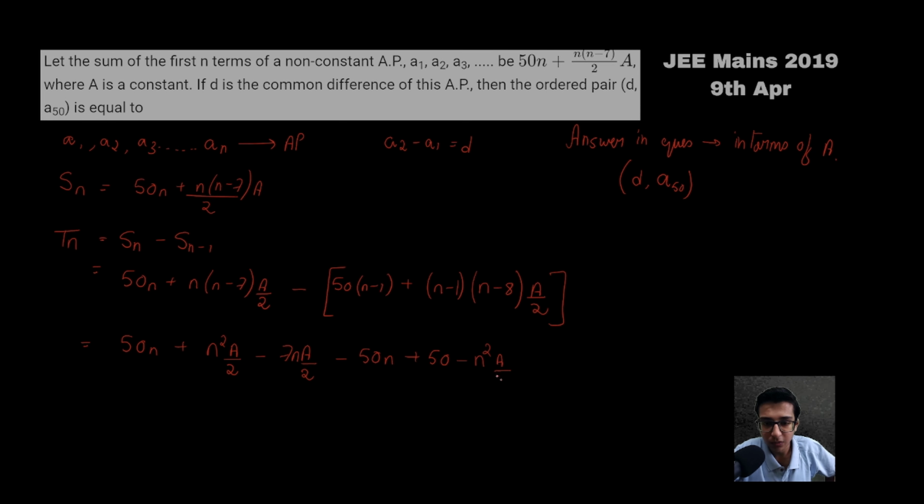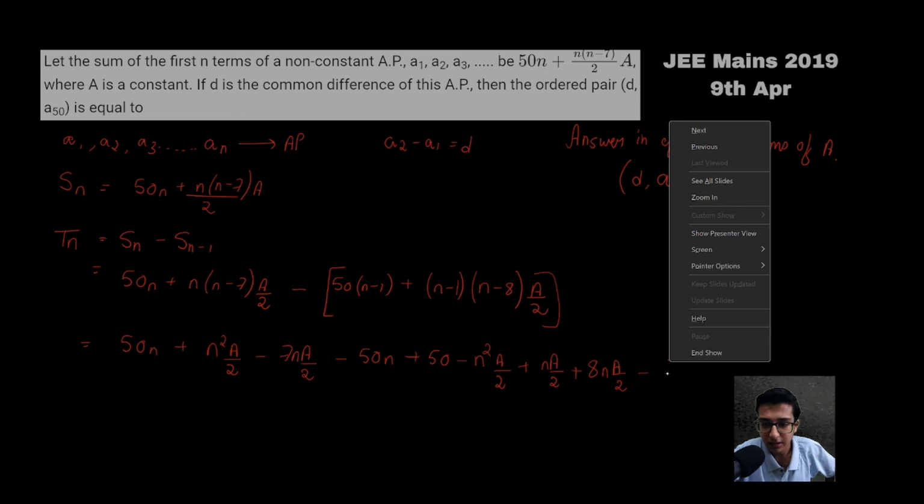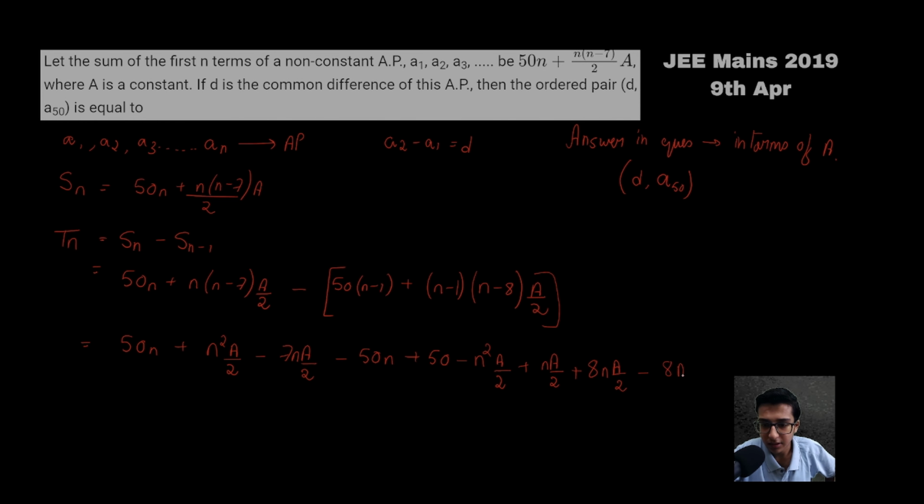n square a by 2 plus n plus n a by 2. Then what would we get? Minus plus 8n a by 2, and finally minus 8 a by 2. So this is the equation of Tn that we've gotten.